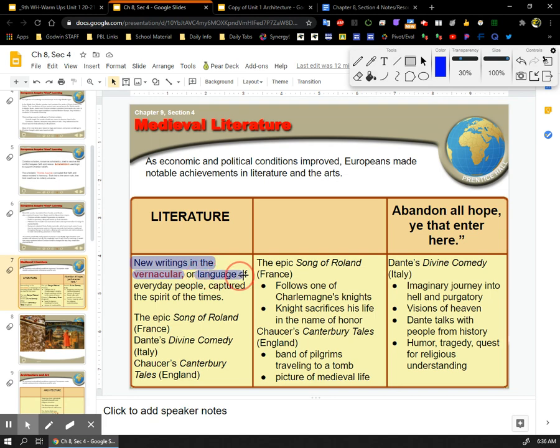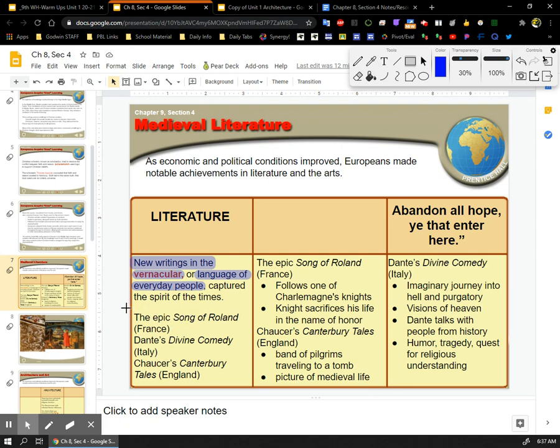Okay, what is the vernacular? That's the language of everyday people, okay? What this is going to do, these writers are going to write books that people understand. They don't have to think about or be intimidated by. They're going to read these books. Okay, some modern day examples of vernacular would be like your Harry Potters, your Hunger Games, things like that. They are written in a very modern, how you would talk to somebody language.